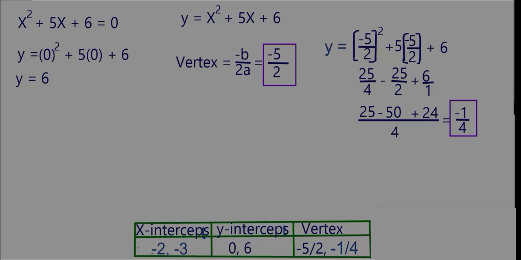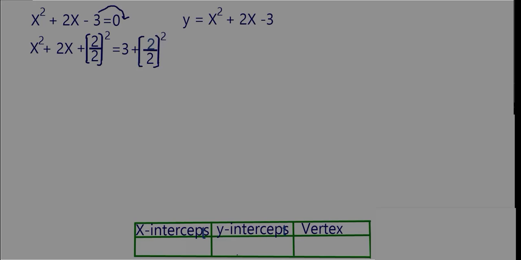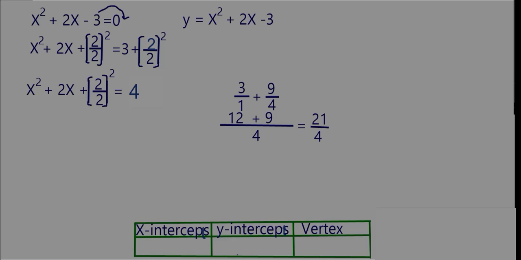Let's do some examples where we will be plotting graphs now. Solving for the x-intercepts, we change y to 0. We write x squared along with 2x. We need to now write the coefficient of b over 2, all in brackets squared and add. We want to move over minus 3 and it will become positive. And also add 2 divided by 2 between brackets all squared. We now need to work out this fraction. Doing that we get 4.